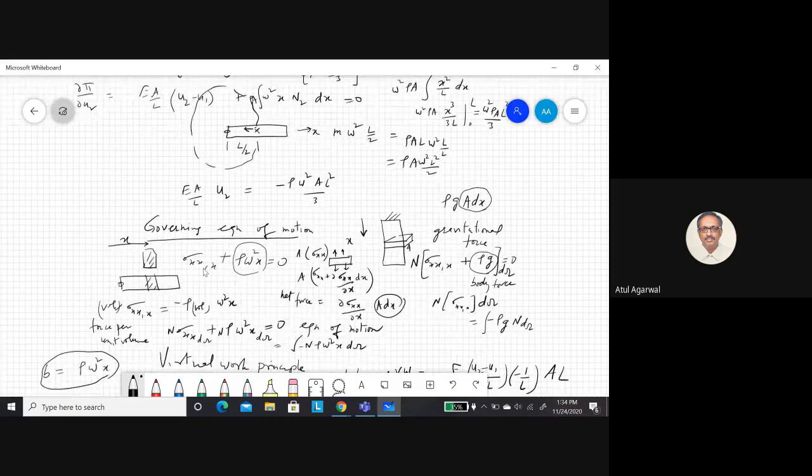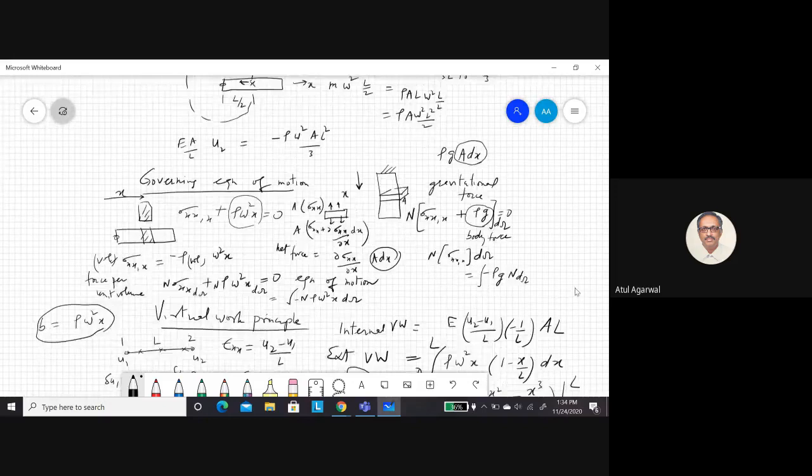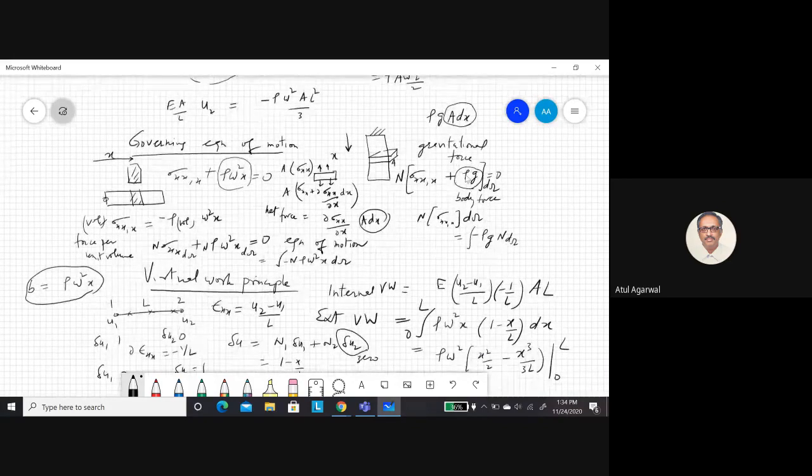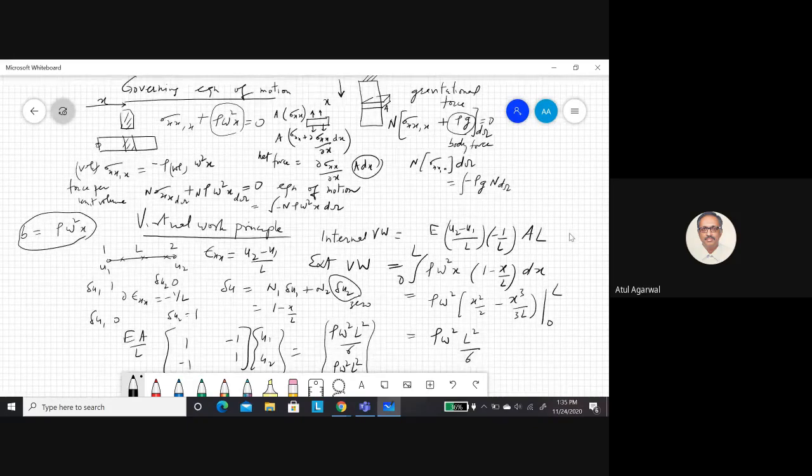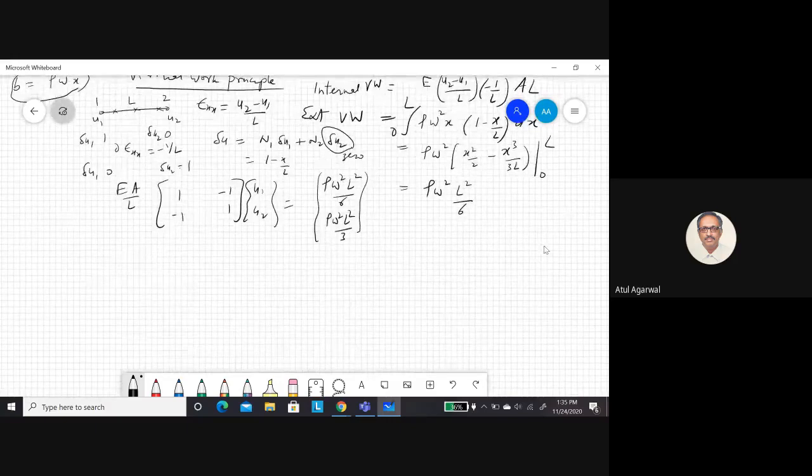Now we did it here. This was our governing equation of motion. We multiplied with the shape function n. This was all right. This integral is equal to 0. Now we have to see what is the problem here. So this we will see now.